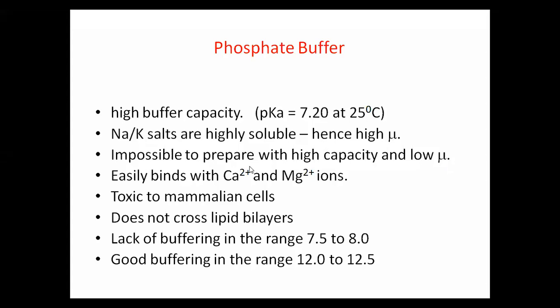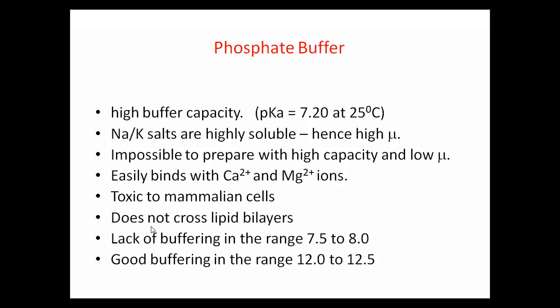Another disadvantage of the phosphate buffer is that it easily binds with calcium 2 plus ions and magnesium 2 plus ions. One of the main characteristics of a buffer is that it should not combine with polyvalent cations, but a phosphate buffer has the tendency to combine with calcium 2 plus and magnesium 2 plus ions. And also, phosphate buffer is toxic to mammalian cells.